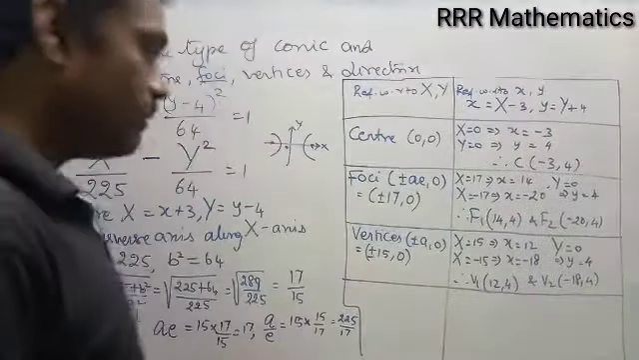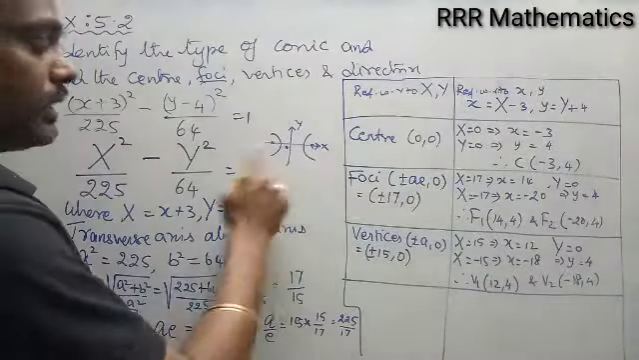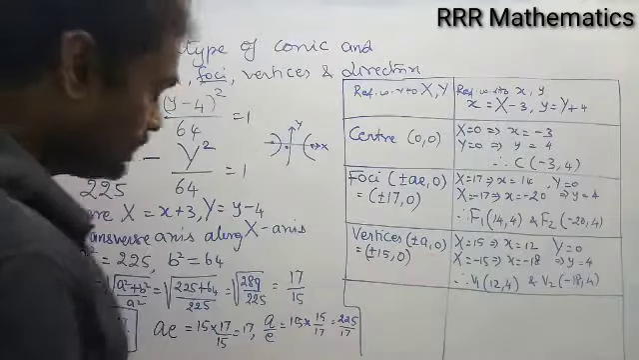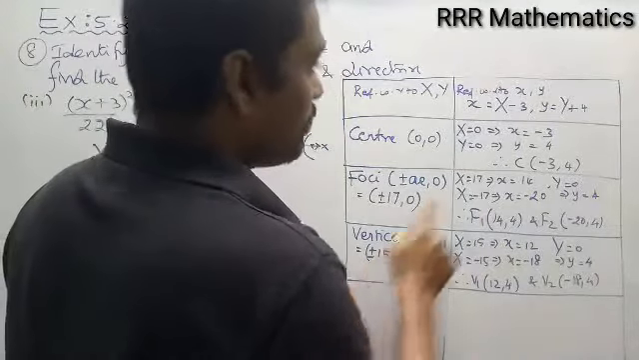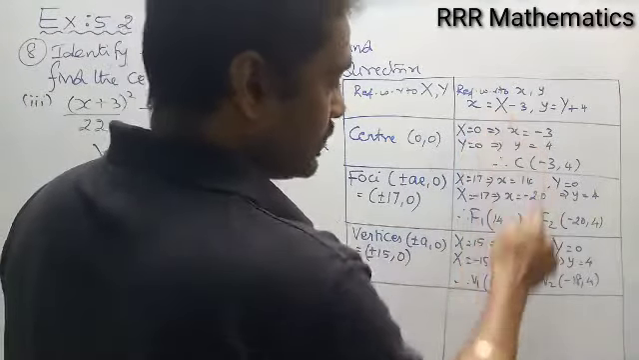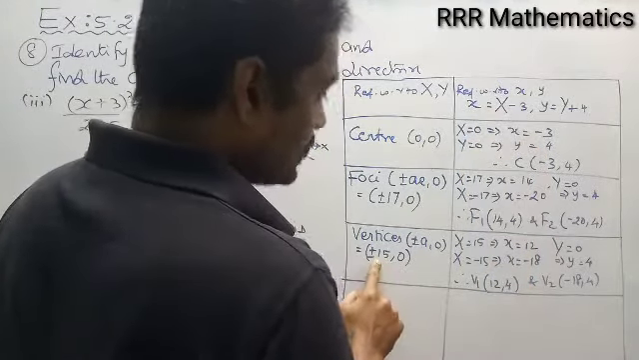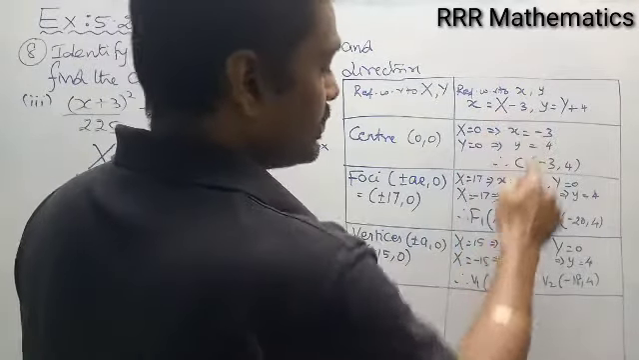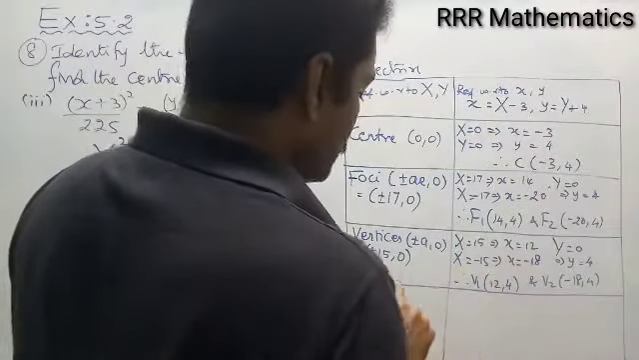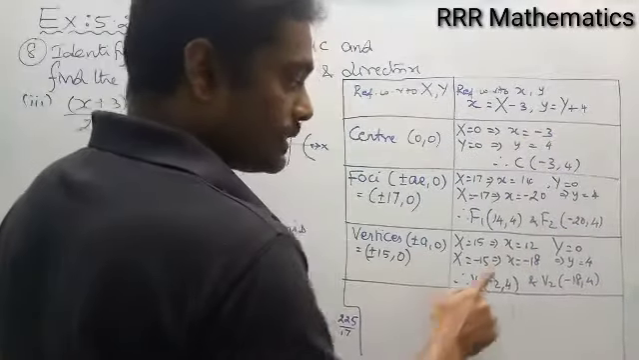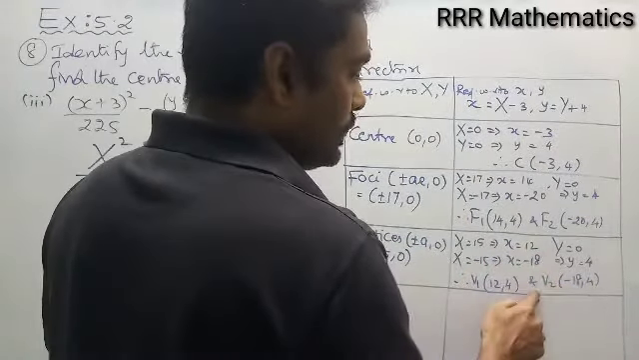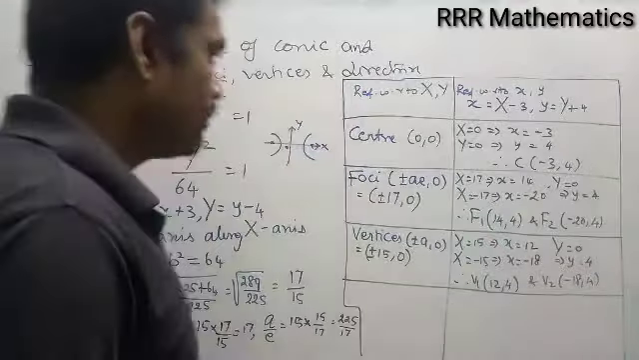Very simple. Vertices, it is on x-axis plus or minus A comma 0. That is plus or minus 15 comma 0. Replace capital X equal to 15. 15 minus 3 gives 12. Replace capital X equal to minus 15. Minus 15 minus 3 gives minus 18. Capital Y equal to 0 gives small y as 4. In this case, the vertices are 12 comma 4 and minus 18 comma 4.